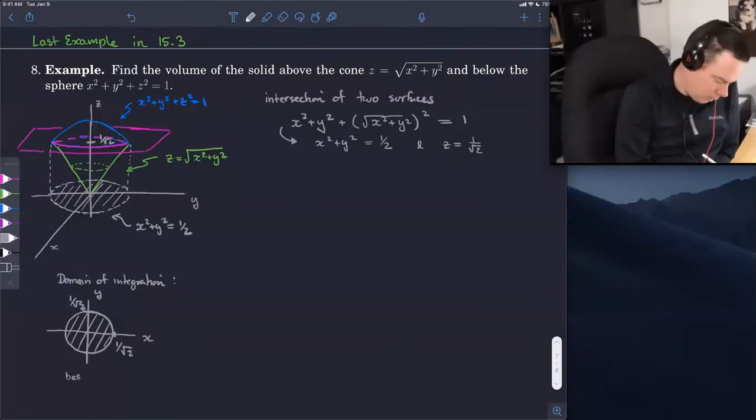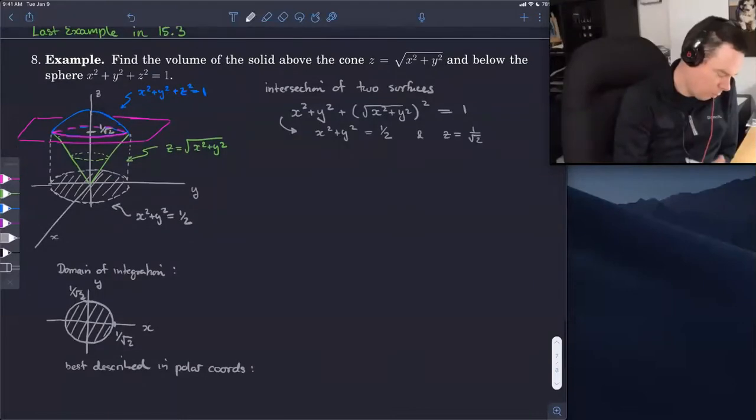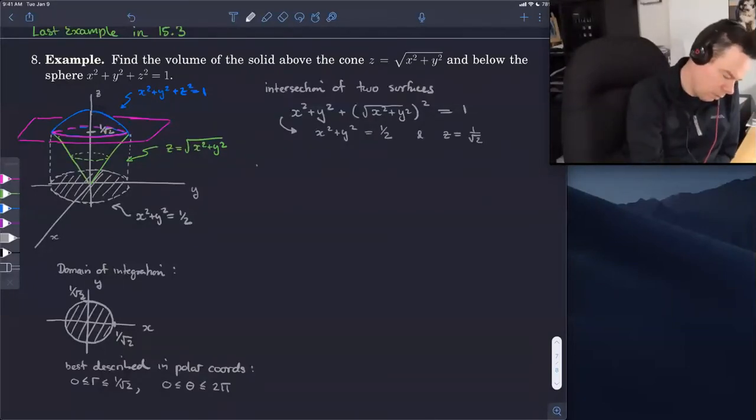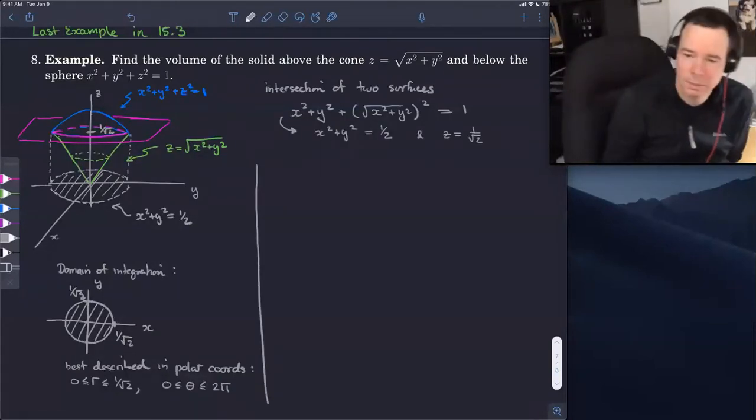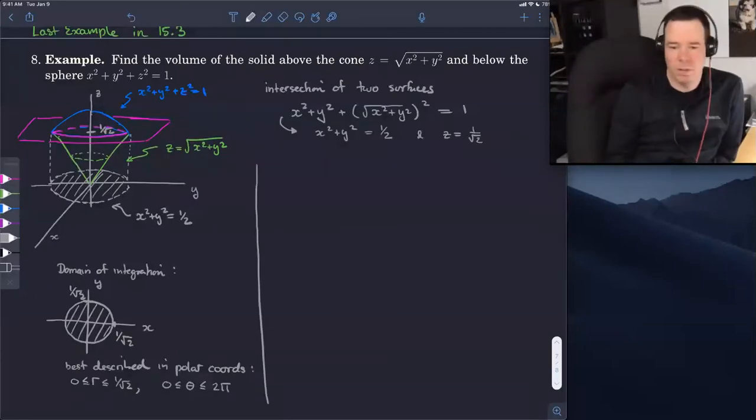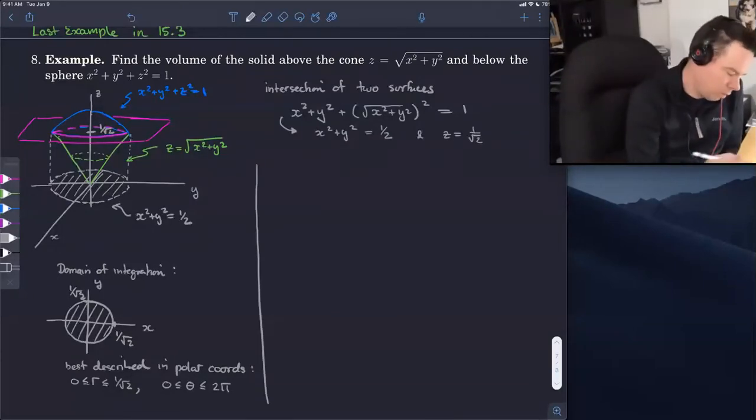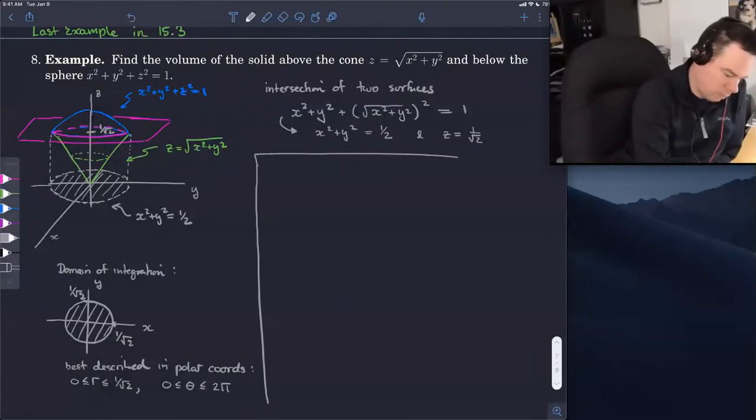So this is best described in polar coordinates. It's a circular disk, so it's best described in terms of polar coordinates. What is our description of it? Well, our r value is trapped between 0 and 1 over root 2, and our theta value is trapped between 0 and 2 pi. So that's the first thing to observe. But now we've got our region in the plane that we want to integrate over. Now we're ready to do our integral, our volume integral.